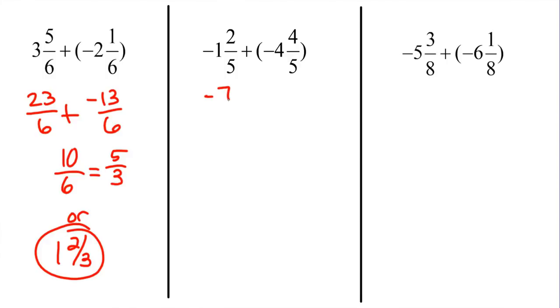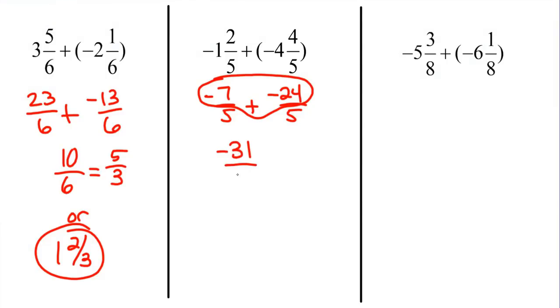These are -7/5 plus -24/5. And these are the same sign. A negative plus a negative is even more negative. So -7 plus -24 is -31, and they are fifths. -31/5, which is -6 and 1/5.